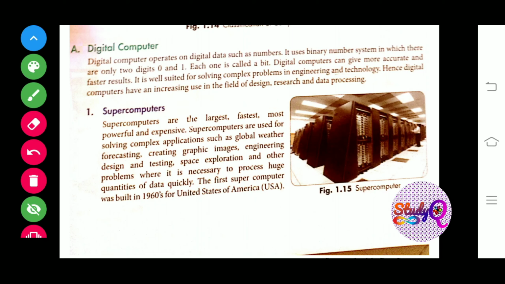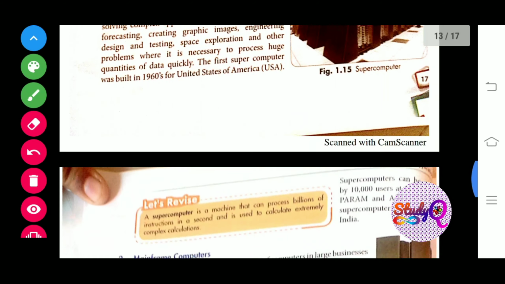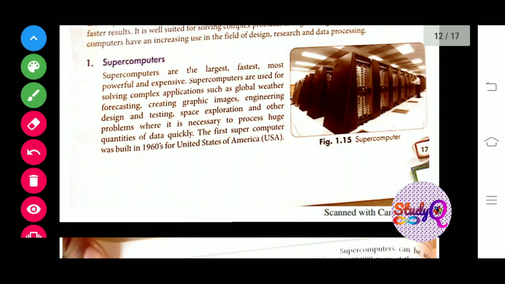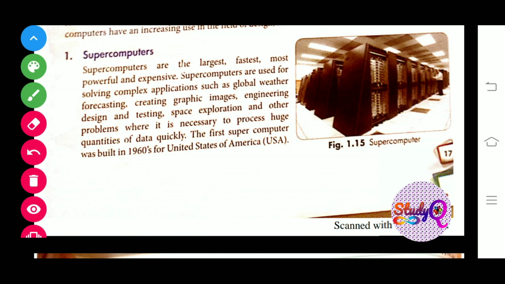Okay, supercomputer, mainframe computer. We can say that main supercomputers are used in scientific research. Supercomputers are the largest, fastest, most powerful and expensive. Supercomputers are used for solving complex applications such as global weather forecasting, creating graphic images, engineering design and testing, space exploration and other problems where it is necessary to process a huge quantity of data quickly.